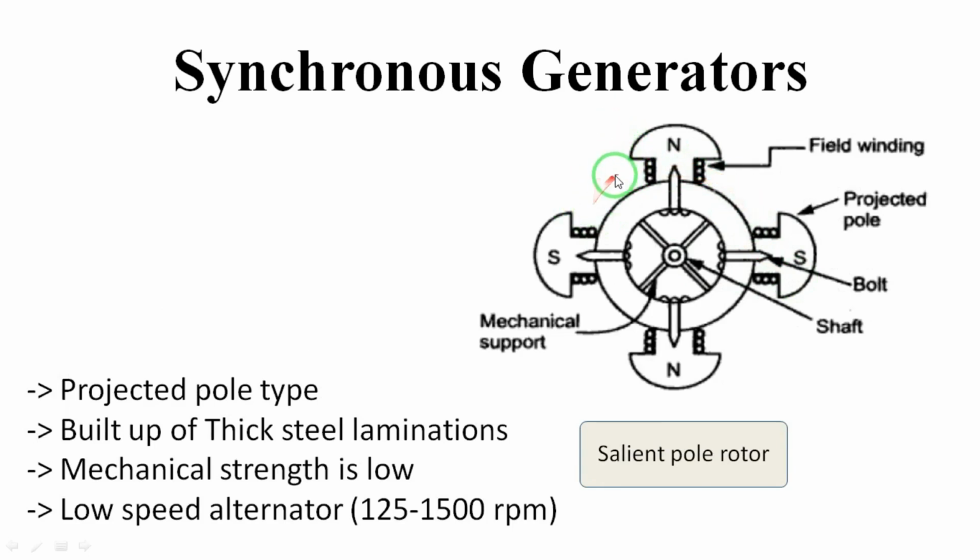Because of the air gap between the two poles, the speed cannot go beyond 1500 rpm. When we go beyond 1500 rpm, the poles will be broken. The rotor strength decreases when the speed is increased. So this is used for low speed applications, low speed alternators, that is between 125 rpm and 1500 rpm. Only for this speed range can we use the salient pole rotor type generator.